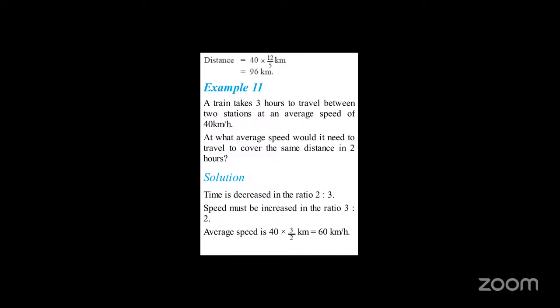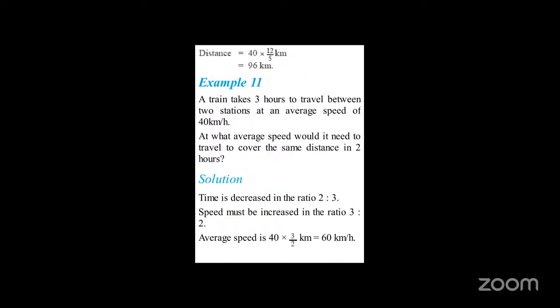So hapo ukiangalia the time that we had initially ilikuwa ni 3 hours. Then it decreased to 2. So hiyo ni ratio decrease. Na tukasema when unaandika the ratio increase ama decrease, for the decrease utaanza na ile namba ndogo then ifuatiwe na kubwa. So for the decrease hii itakuwa ni 2 ratio 3. This is the ratio decrease for the time.